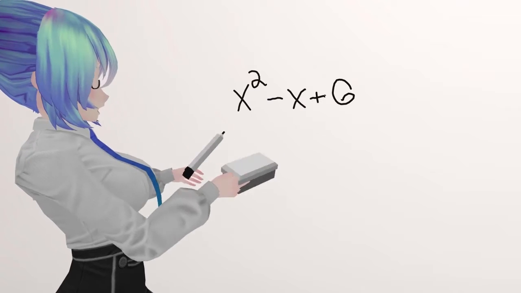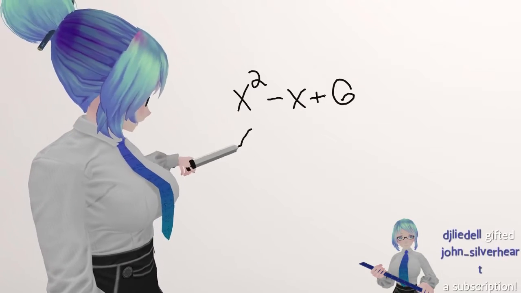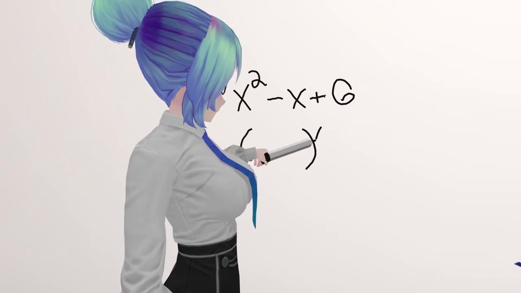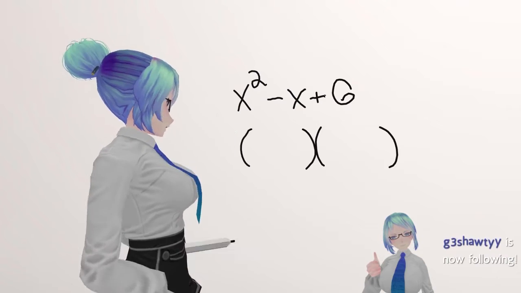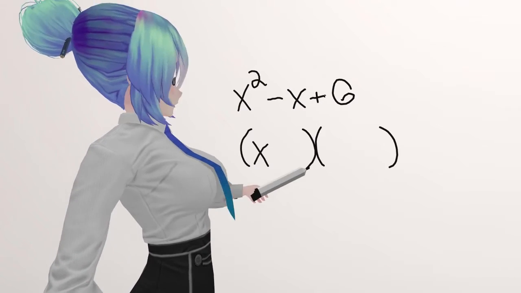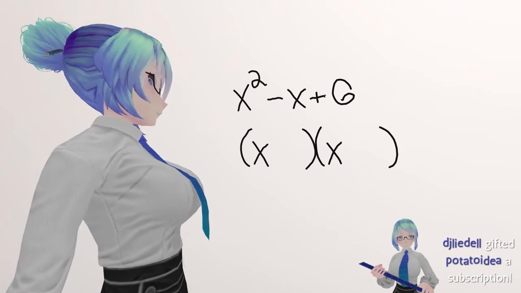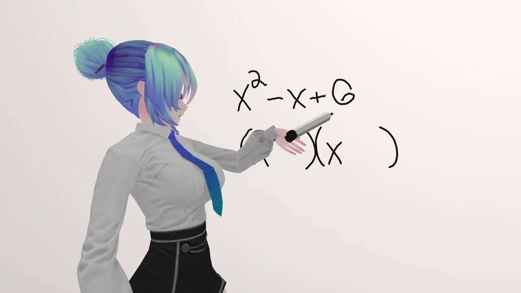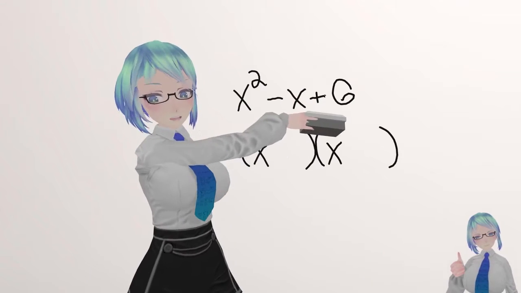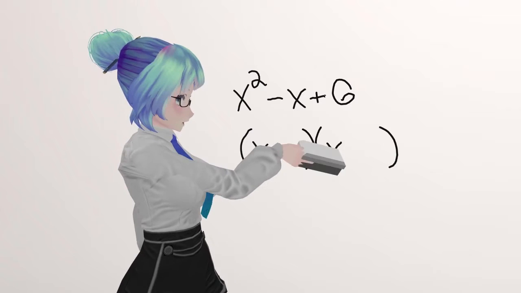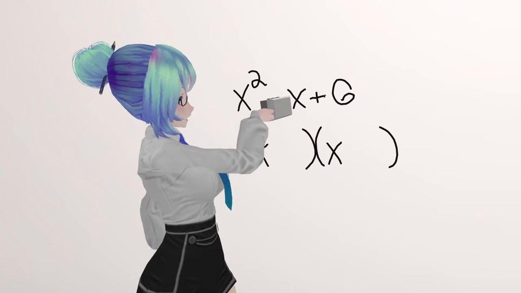So, step 1. I want to factor this. You know that if this is factorable, it's going to end up being a quantity times another quantity. You know that because there's an x squared here, there will be an x here, there will be an x here. Obvious. Now is the hard part. What two numbers multiply to give you a positive 6, but add up to give you a negative 1? Or in this case, negative 1x, right?